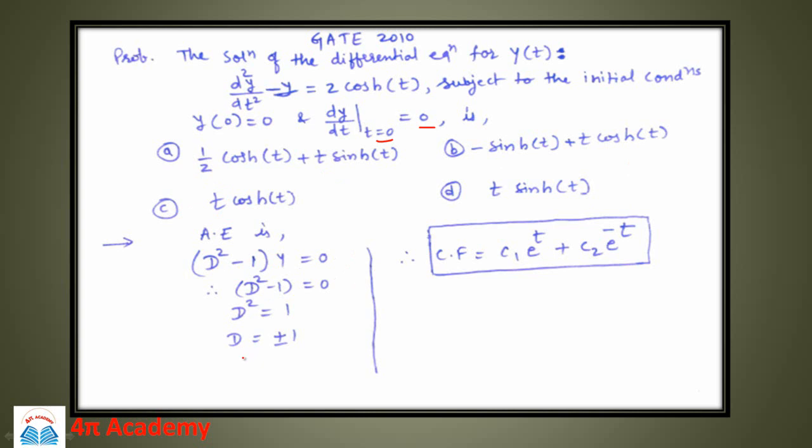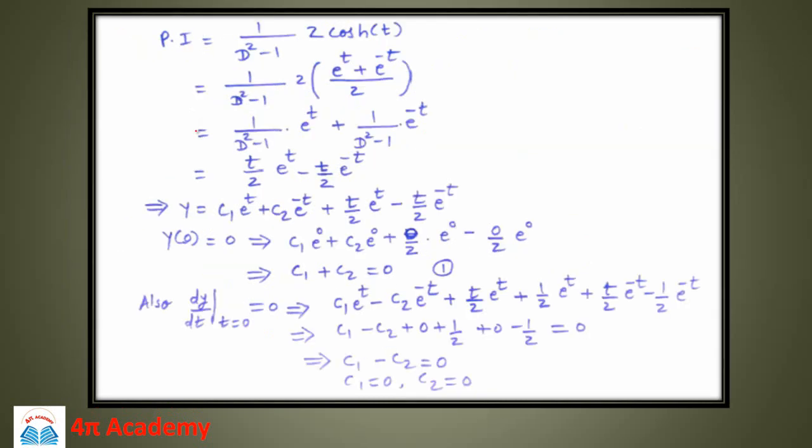So we get the root as D is equal to plus or minus 1, and hence the complementary function will be equal to c1 into e raised to power t plus c2 into e raised to power minus t, because roots are real and different. Then the particular integral will be equal to 1 upon D square minus 1 into 2 cosh t, which can be written as e raised to power t plus e raised to minus t divided by 2.